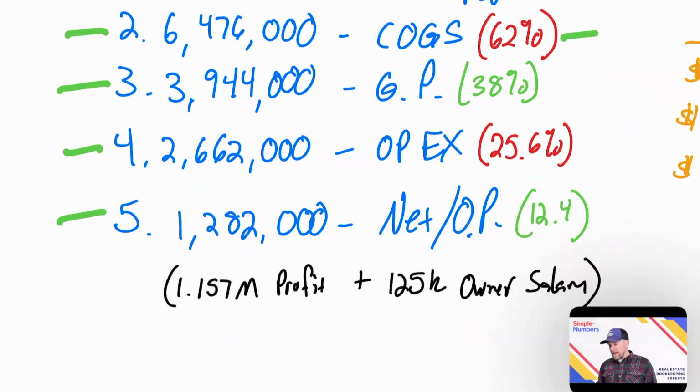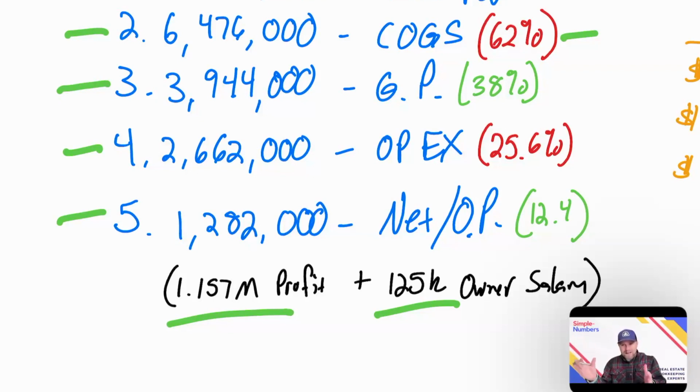And by the way, that includes 1.1 million of profit and 125 thousand of salary. That makes up the 1.282 million. The owner pays themselves a salary in this case to keep the IRS happy. They basically take profit and they take 125 of it and they pay it to themselves in the form of a salary because the IRS wants to collect payroll taxes. We really look at that not from a tax perspective, but from a CFO perspective.